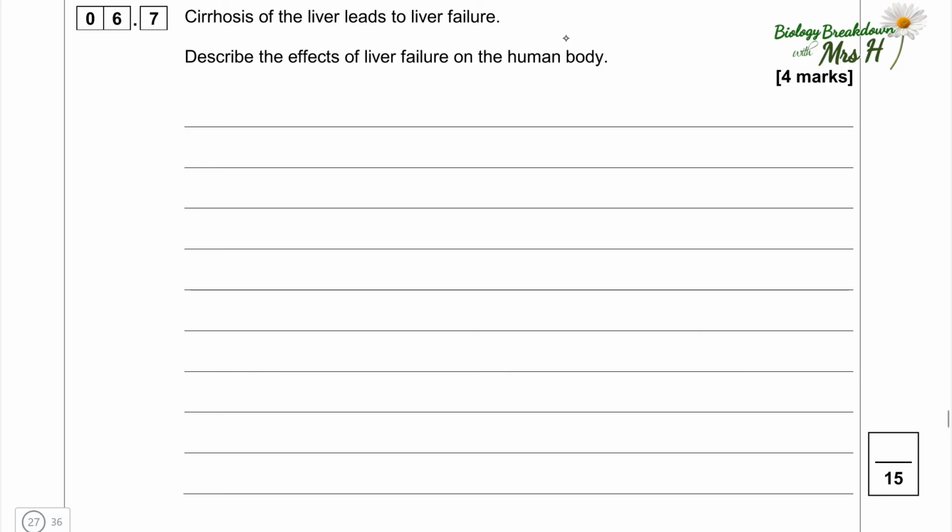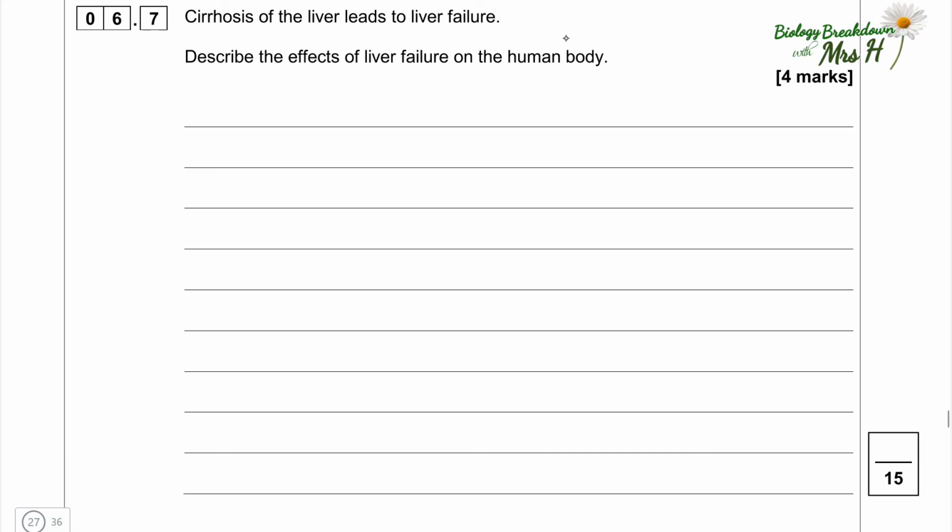Cirrhosis of the liver leads to liver failure. Describe the effects of liver failure on the human body. We talk about the liver in paper 1 material, and we also talk a little bit about the liver and different functions in paper 2. So my answer here is based around stuff you've learnt in paper 1.